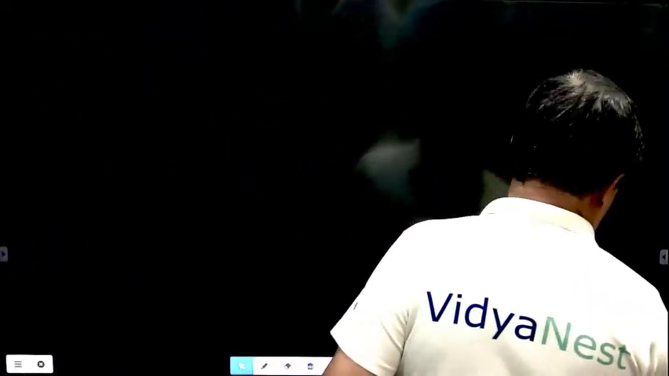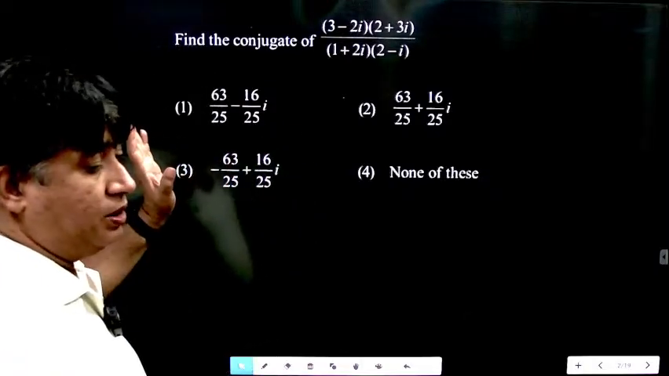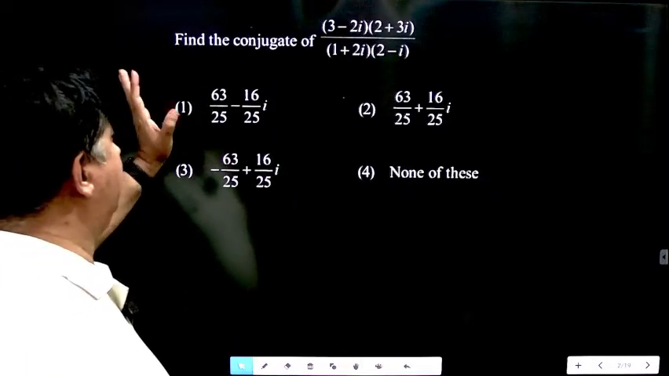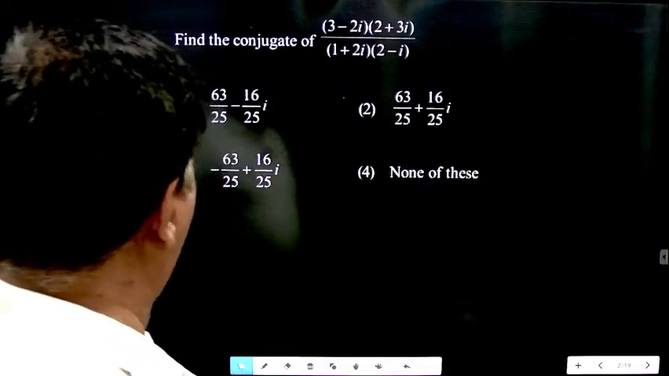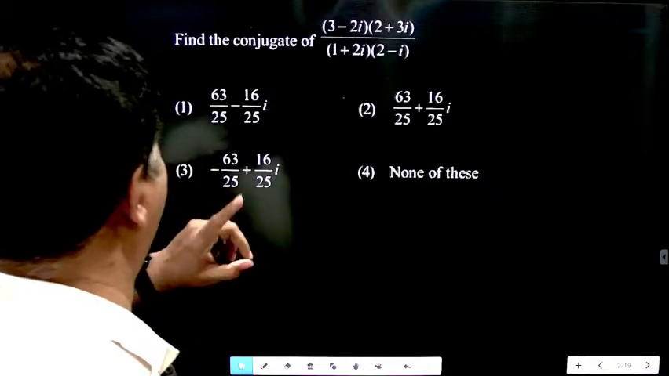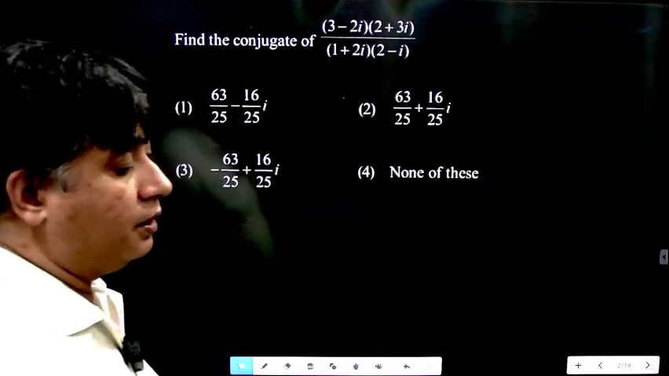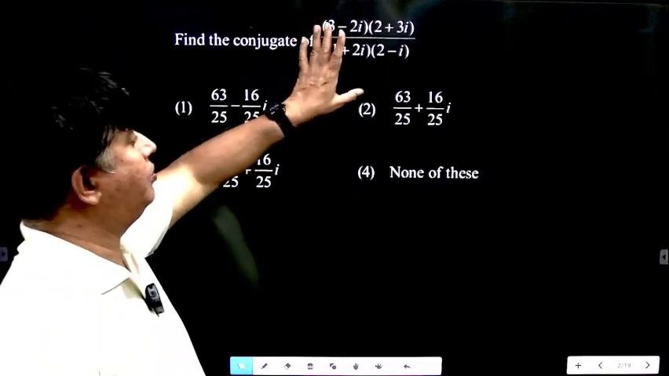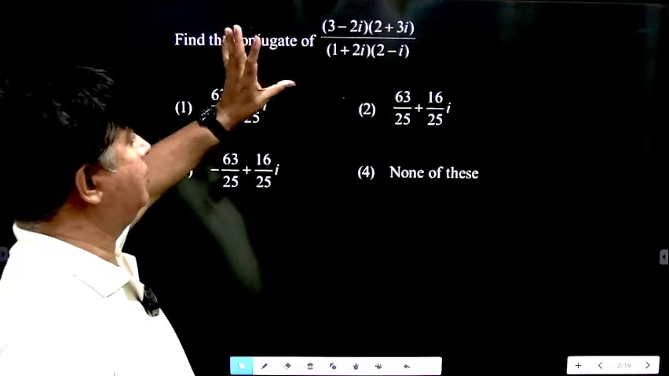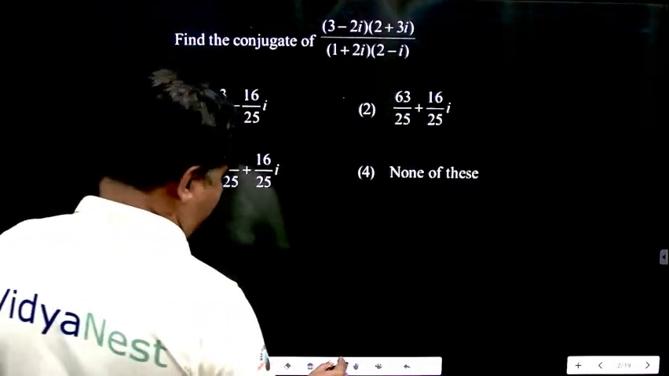Let's start with the sum. I hope the sum is visible on the screen. Okay, so you are told to find the conjugate of this complex number. First of all, if you want to find its conjugate, you first have to bring it to its standard form. What is the standard form of a complex number?